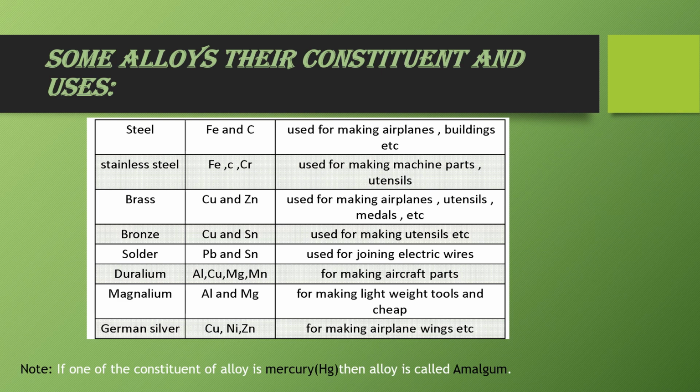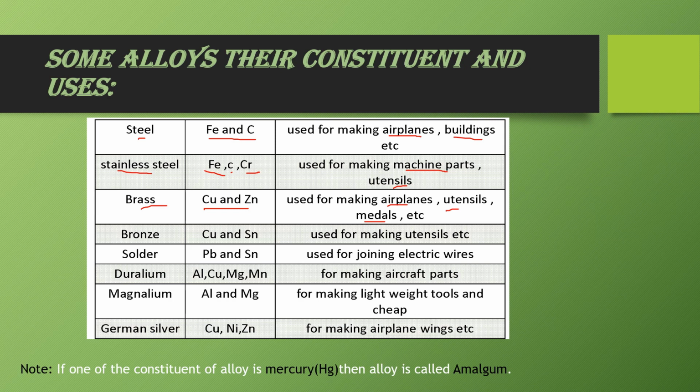Now some alloys and their constituents and uses. First is steel. Steel is made up of iron and carbon and it is used for making airplanes, buildings, etc. Now next is stainless steel. It is the alloy of iron, carbon, chromium and nickel. It is used for making machine parts and utensils. Now the next is brass. Brass is made up of copper and zinc. It is used for making airplanes, utensils, medals, etc.